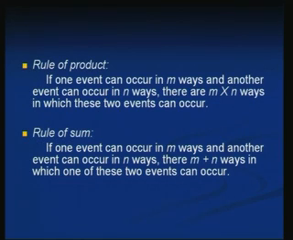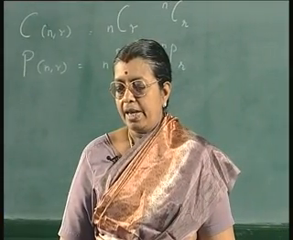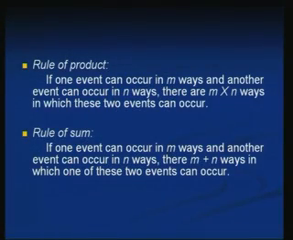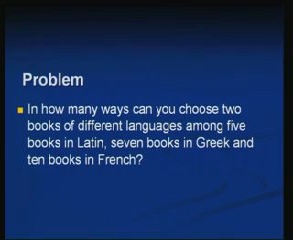Generally, we have two rules, one is the rule of product and another is the rule of sum, to attack problems based on permutations and combinations. The rule of product says that if one event can occur in m ways and another event can occur in n ways, then there are m into n ways in which these two events can occur. This is known as the rule of product. We will be using both the rules frequently. The rule of sum says if one event can occur in m ways and another event can occur in n ways, there are m plus n ways in which one of these two events can occur. So, we will mention when we make use of these rules.